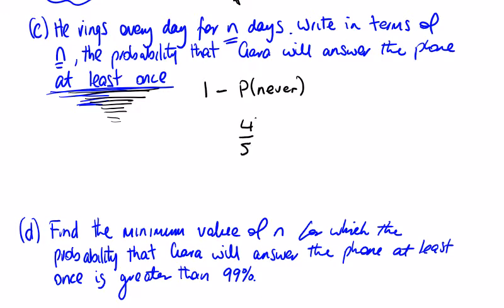4 over 5 is the probability of never answering the phone on the first day. The second day, it'd be 4 over 5 to the power of 2. So n days is 4 over 5 to the power of n. So 1 minus 4 over 5 to the power of n is the probability that she will answer the phone at least once.